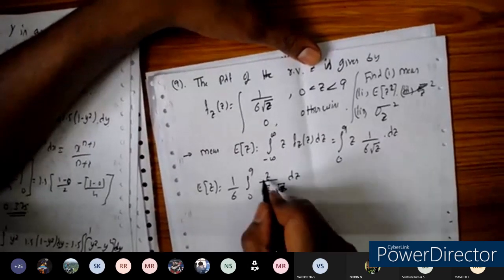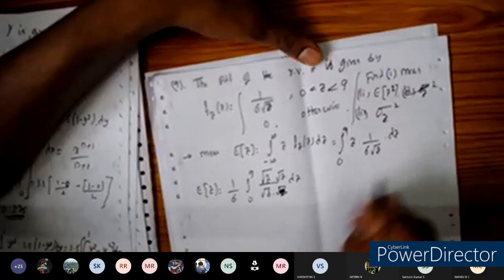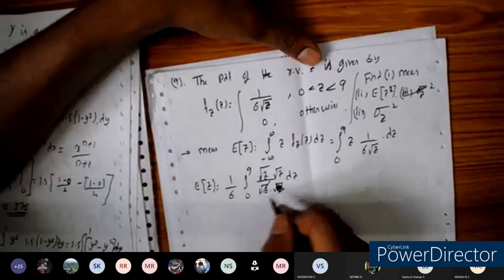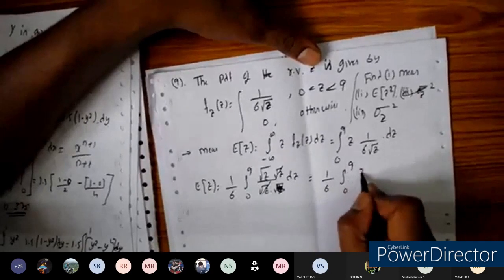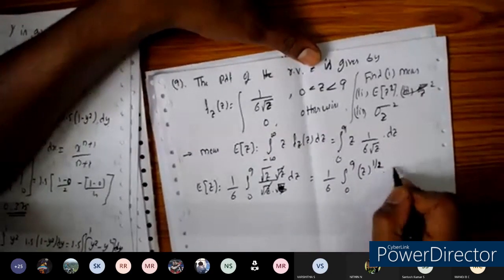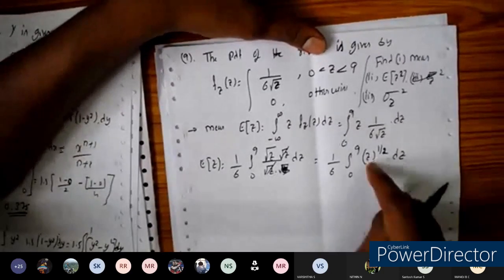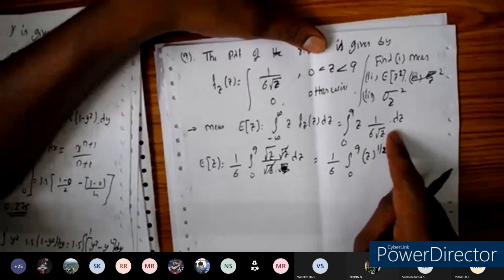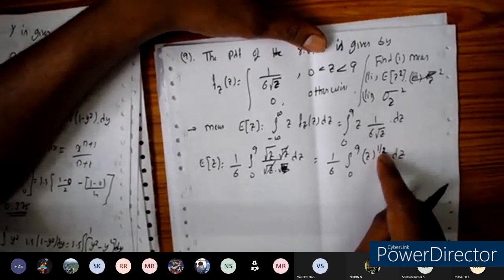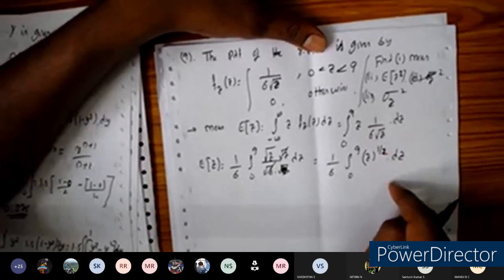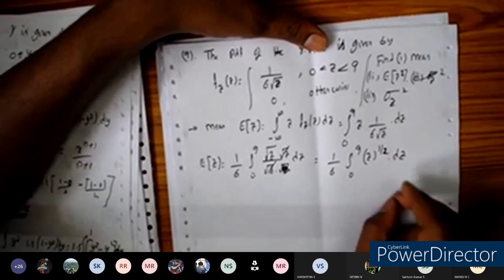So z can be written as root of z into root of z. The denominator will remain the same, but the numerator we can write like this. So one root of z will get cancelled, and the remaining quantity is the integral from 0 to 9 of z to the power of 1 by 2 into dz. So integrate this. The integration of x to the power of n is x to the power of n plus 1 divided by n plus 1. So 1 by 2 plus 1 will become 3 by 2, correct now?